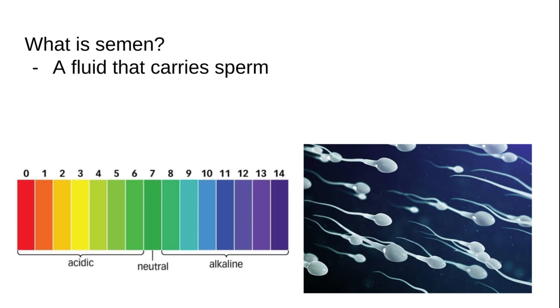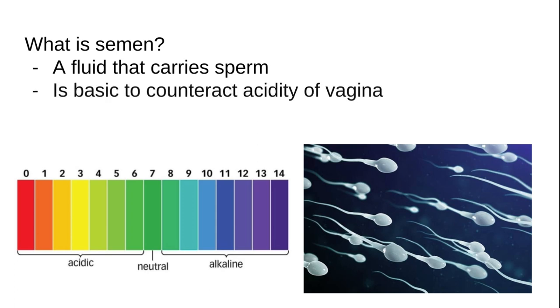This fluid is really basic. So vaginas are acidic. Sperm don't like a really acidic environment. They die. So this fluid is basic. Basic plus acidic is kind of neutral, so it just makes a better environment for the sperm to be able to survive. And then it also is going to have sugar, or food, for the sperm.